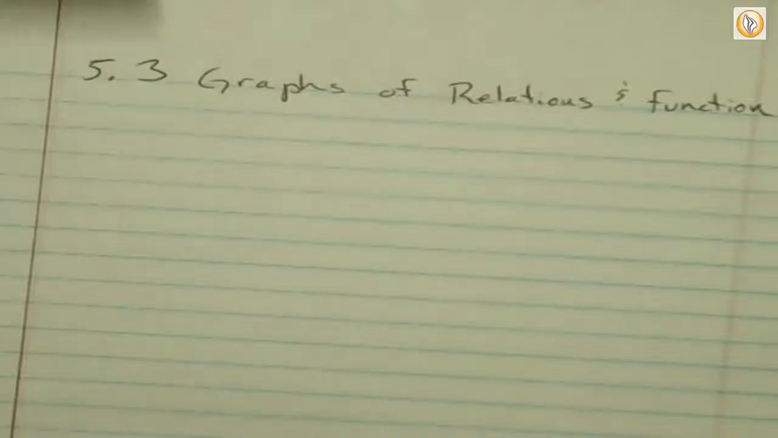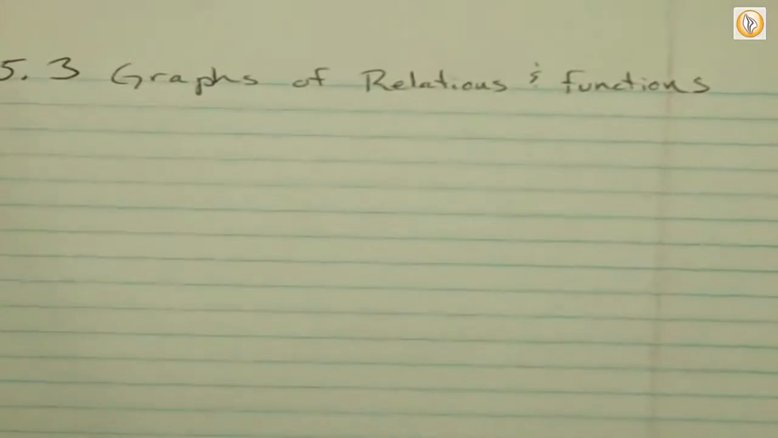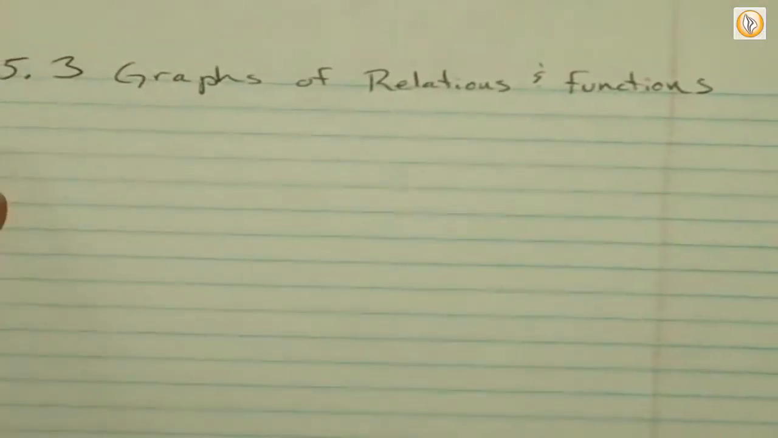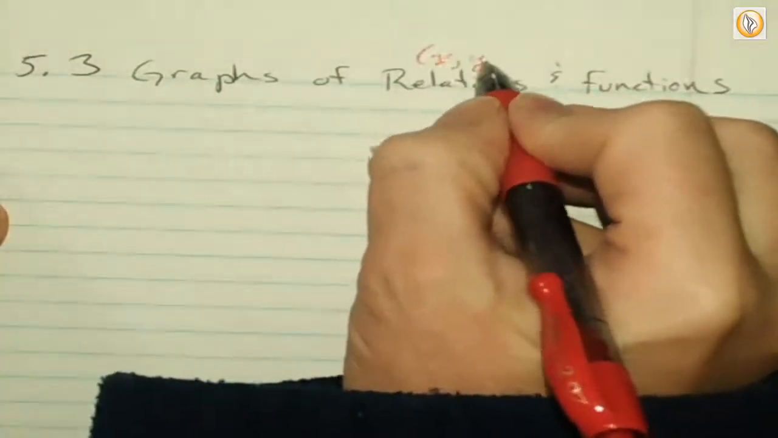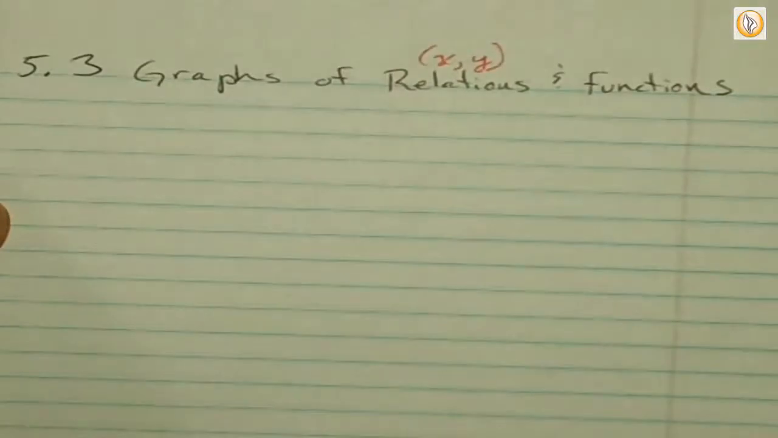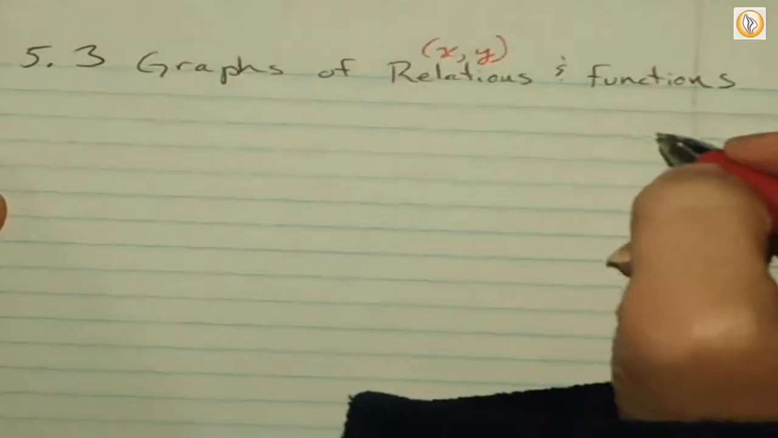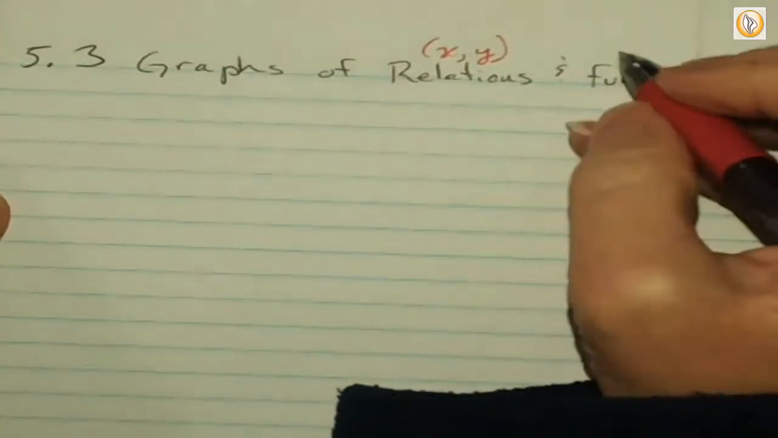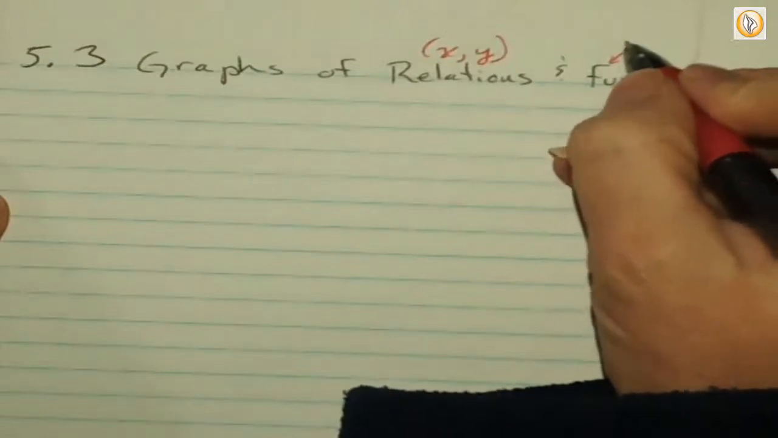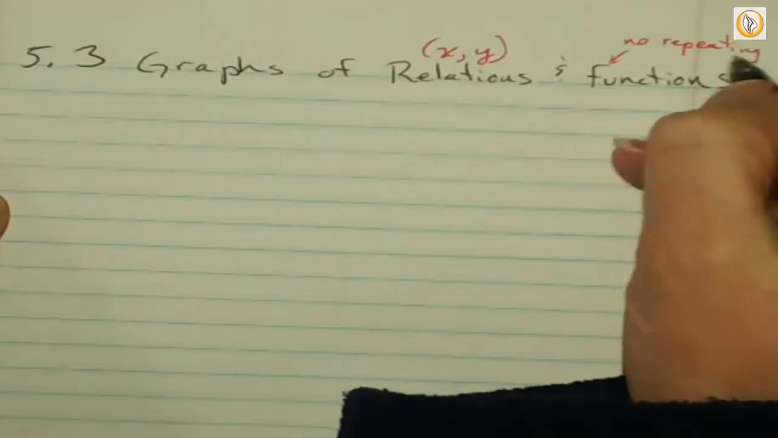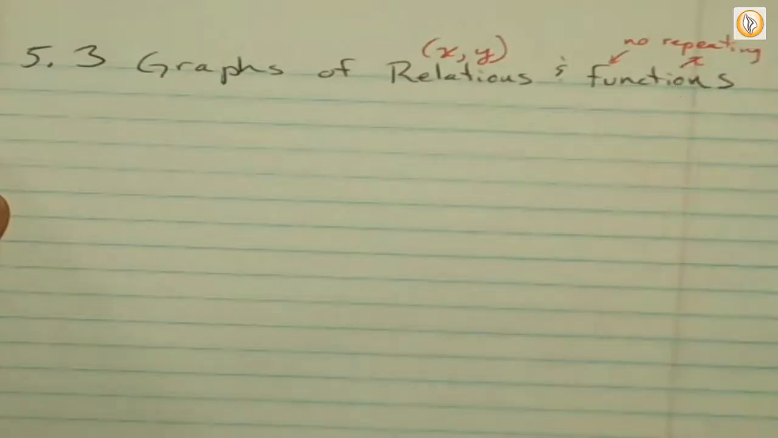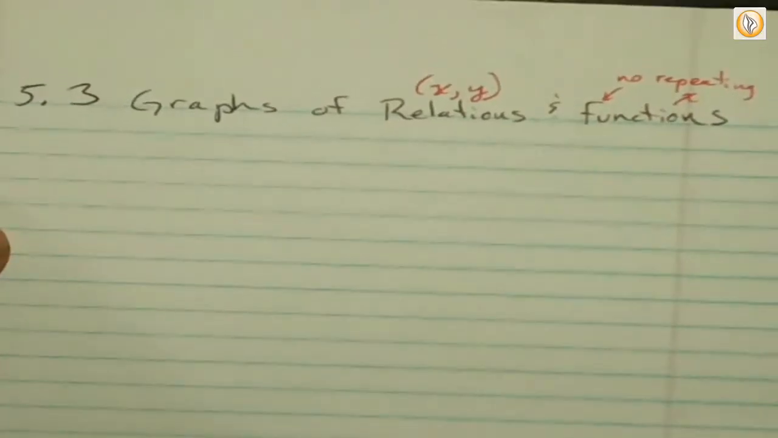So 5.3, graphs of relations and functions. Okay, what's a relation again? A set of ordered pairs. Okay, they look like X and Y, correct? Functions, what's important about functions? They don't have a repeating domain. That's right, no repeating. We can say X for the sake of space.